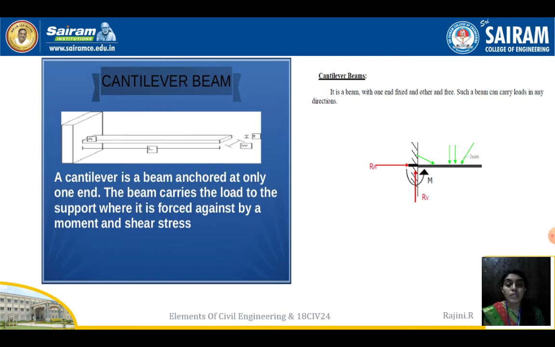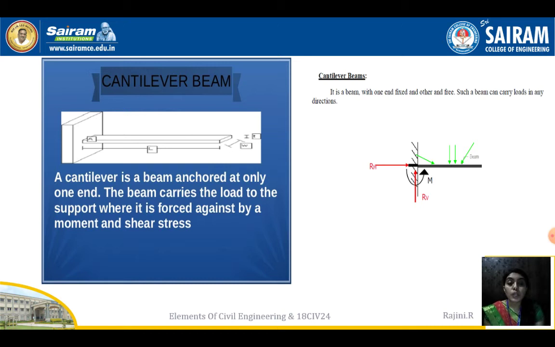For the cantilever beam I'll give a simple example. In front of a building, in a portico, you can see a slab over your portico for parking vehicles, or even without parking. That is your cantilever beam. One side will be fixed, one side will be free. Or else you can see a swimming pool diving board. In a swimming pool, one side is fixed, one side is free. So you can take that as an example for a cantilever beam.